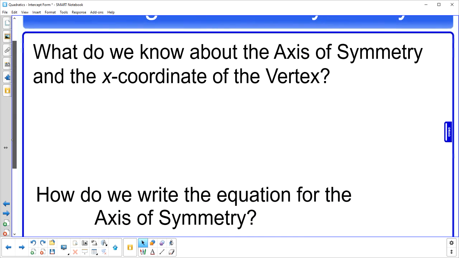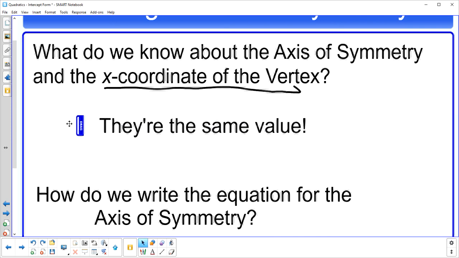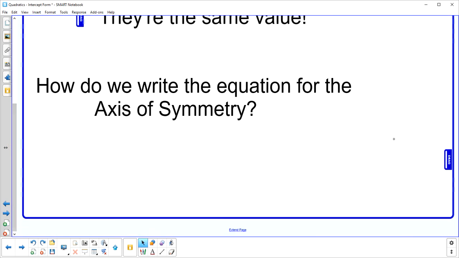axis of symmetry. Now, the axis of symmetry is really easy. The axis of symmetry and, big thing here, the x-coordinate of the vertex, they are the exact same thing. So to find the axis of symmetry, you're doing the same thing, negative b over 2a, and we're going to write our axis of symmetry as an equation. Remember, it means it divides our parabola in half. Everything is going to be the same on left and right of that line, hence symmetry.